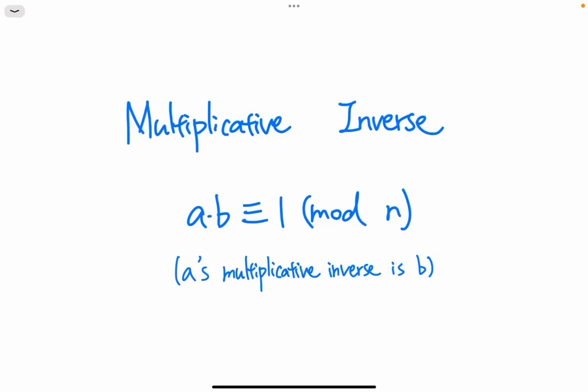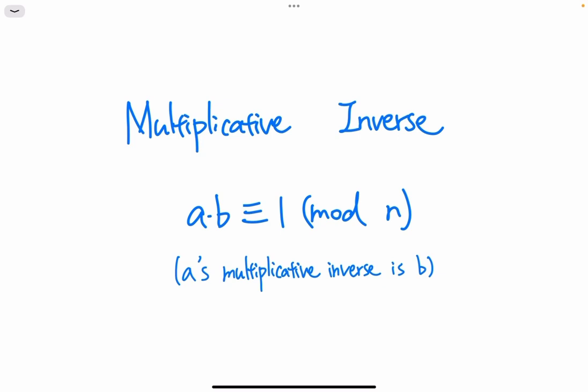This is an introduction video on multiplicative inverse, and the requirement is that you need to understand what congruence is. If you haven't learned about it yet, I've made a video about it already. Basically, congruence is this three-line symbol mod something, which means that the number on the left-hand side, modulo n, is equal to the number on the right-hand side, modulo n.